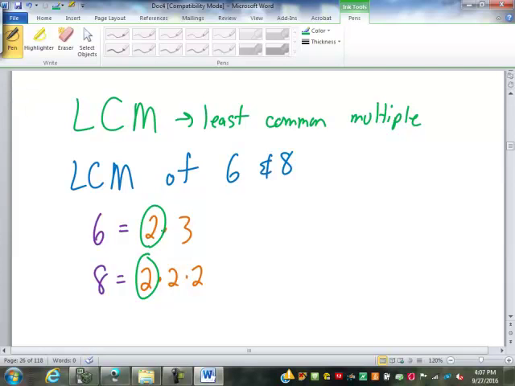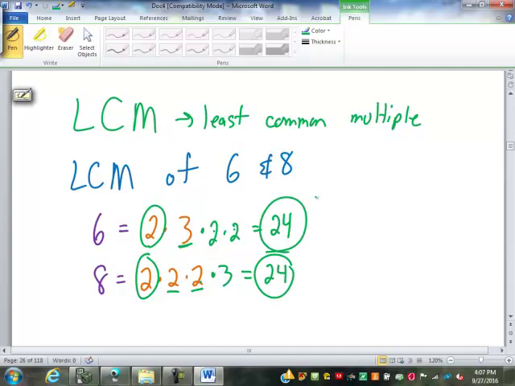It's what's not in common that matters here. The 6 has a 3 in it. The 8 does not. So I need to do what? I need to put a 3 down here. Now they both have that extra 3. This one has 2 more 2s, so I need to put 2 more 2s up here. Now 2 times 3 is 6, times 2 is 12, times 2 is 24. 2 times 2 times 2 is 8, times 3 is 24. 24 is the least common multiple of 6 and 8.